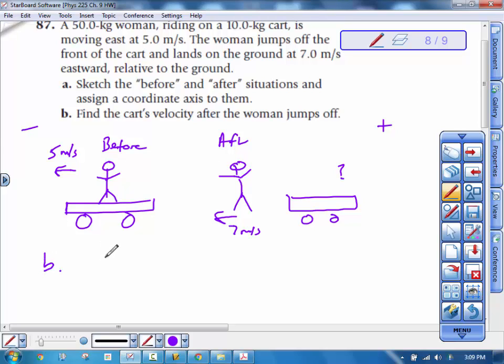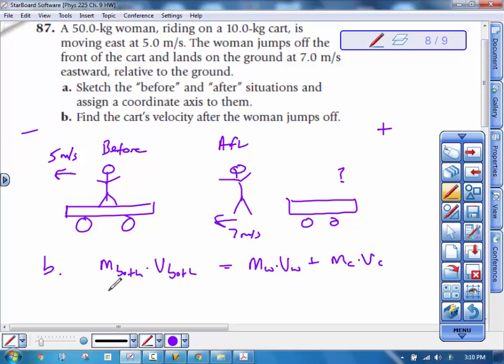So before, we have a momentum of mass of both times the velocity of both. And that's equal to afterwards, we have the mass of the woman times velocity of the woman plus the mass of the cart times velocity of the cart. So the mass of both is 50 kilograms and 10 kilograms, that'd be 60 kilograms, times the velocity of both. They're moving at 5 meters per second. I'm going to call it -5 since that's my negative direction.